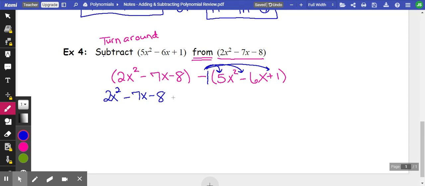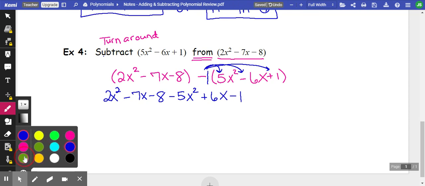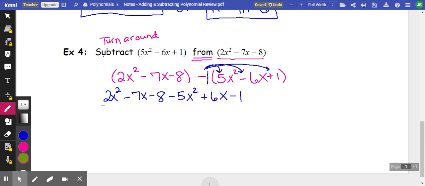So now I'm going to multiply everything. Negative 1 times 5 gives me negative 5x squared. Negative 1 times negative 6x gives me a positive 6x. And a negative 1 times a positive 1 gives me a negative 1. Then I get to start combining like terms. So I have my squared terms, this 2x squared and a negative 5x squared. So 2 minus 5 leaves me with negative 3x squared.